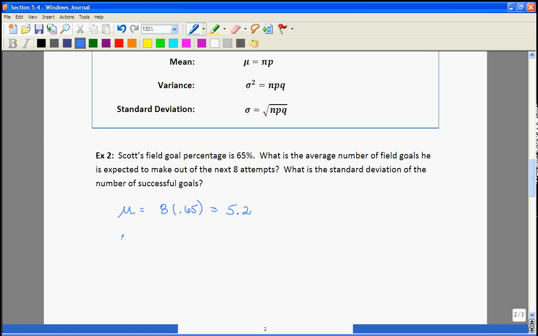The standard deviation. Well, the standard deviation is going to be the square root of N, the number of trials, 8, the probability of success, 0.65, and the probability of failure, 0.35. Let's see what we get with that. You can type that in. Most graphic calculators and a lot of the 2-line scientific calculators, you should be able to type that in exactly as you see it. And I get 1.349. Much easier than doing it the long way.